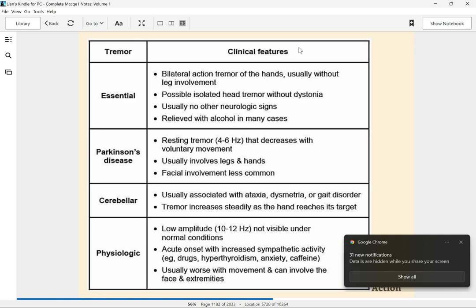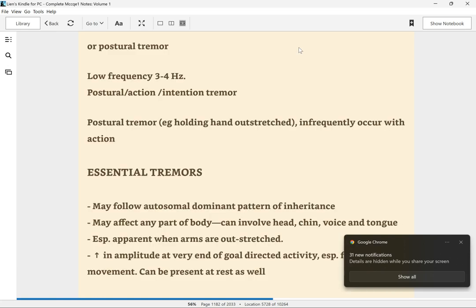Tremors. Action or postural tremor, low frequency, 3 to 4 Hz. Postural/action/intention tremor. Postural tremor, e.g., holding a hand outstretched, infrequently occurs with action.